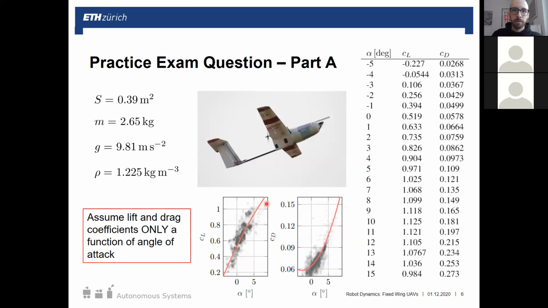From these fitted curves, we have the table, and here's some geometry and characteristics of the plane. S, remember, is surface area, the wing planform area. From the other video segments, remember this is looking top view down at the wings, so we're not considering how the wing curves at all. You can calculate the surface area, and this is 0.4 meters squared, specifically for TechPod. Then we have a mass and gravity, because we're not going to space, so we just keep 9.81, and then this is sea level density.